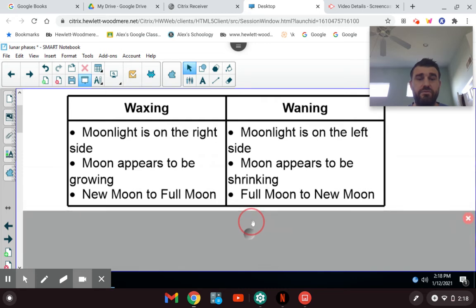It's new moon to full moon for waxing, and waning is full moon to new moon.